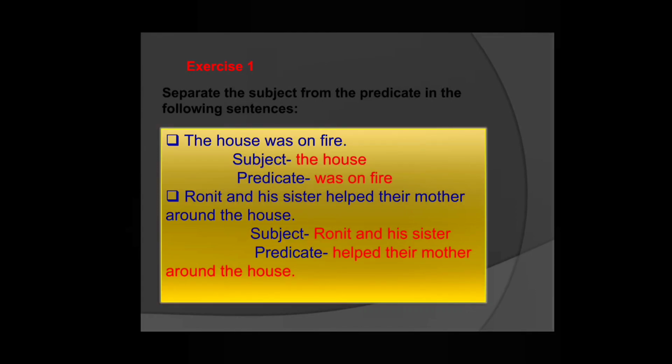Next sentence, Ronit and his sister helped their mother around the house. Tell me which one is the verb? Helped. Now the question you can ask, who helped their mother around the house? The answer is Ronit and his sister. So the answer is the subject. Ronit and his sister is the subject. Helped their mother around the house is the predicate. Is it clear to you, students?